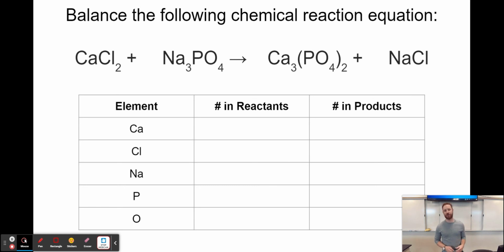I'm going to have an assignment for you that's going to be a lot of practice on this before we start talking about reaction types and get further into the nitty-gritty of the math behind chemical reactions.